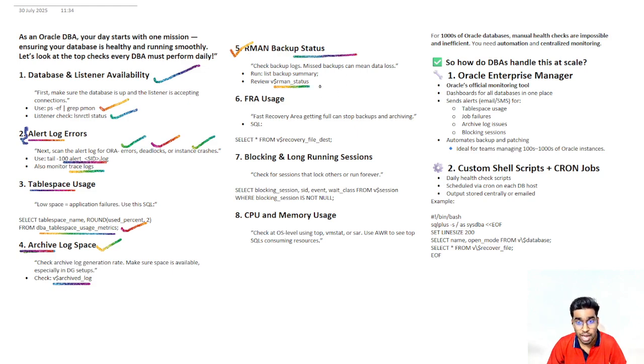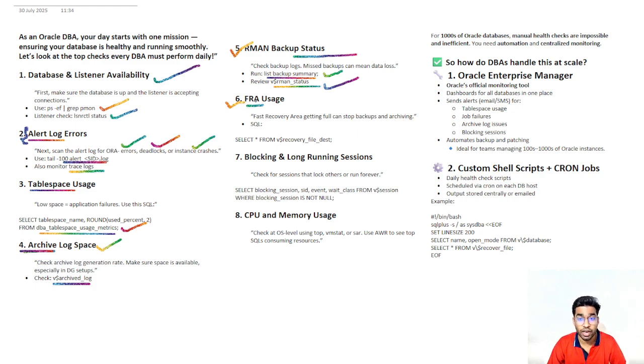So with the $rman status and with the list backup summary in RMAN, I can validate whether all the backups completed successfully or not. Next, the fast recovery area, that is FRA usage. FRA usage should have free space. If this FRA gets full, my backup will be stopped and archive log will also be stopped. This is the purpose.